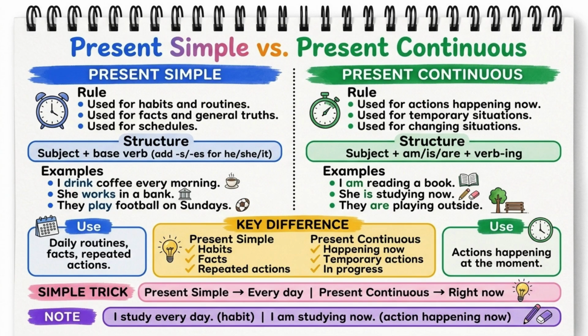Let's practice together. I eat breakfast every morning. Which tense is this? That's right. Present simple. Now listen. I am eating breakfast right now.